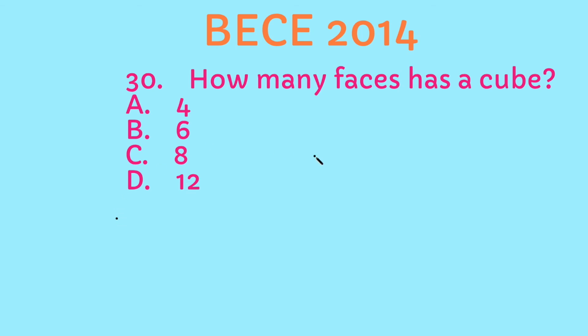For question 30, how many faces has a cube? So I draw my cube here. Kindly pardon if the drawing is not the best. And then we're going to count them. We have 1, 2, 3, 4, 5, we have 6 sides, 6 faces. In actual fact, our answer for question 30 is B.